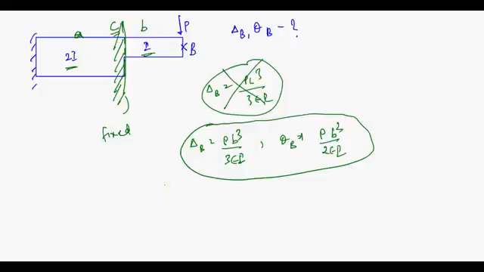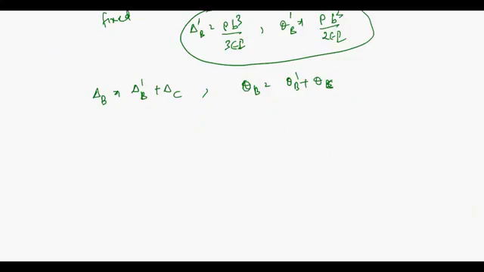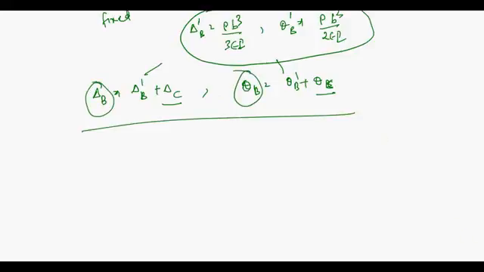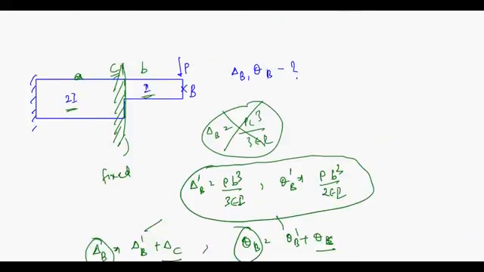So what you have to do, your actual, let me call this theta B prime and delta B prime. So your actual delta B will be equal to delta B prime plus delta C, and your theta B will be equal to theta B prime plus theta C. Earlier you have calculated these values, theta C and delta C. Put those values. Theta B prime you know, delta B prime also you know, so you can get the value of B. So this type of shortcuts you can use.